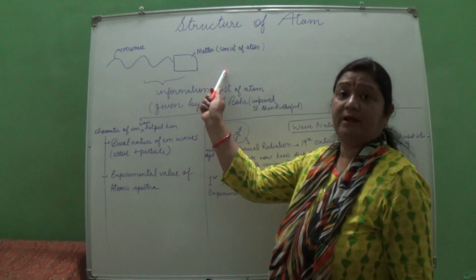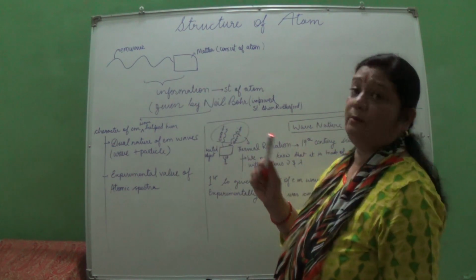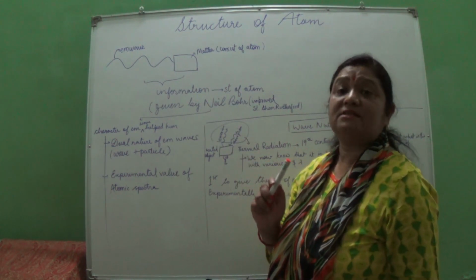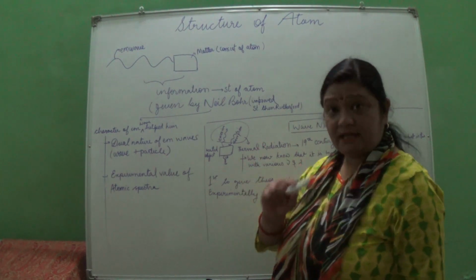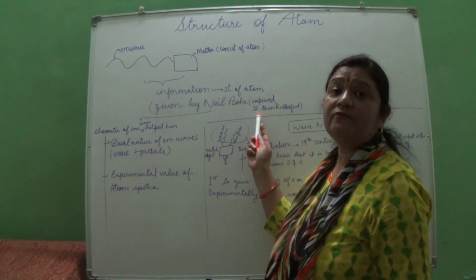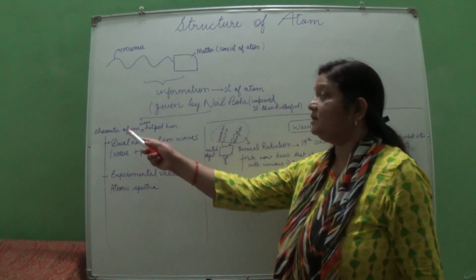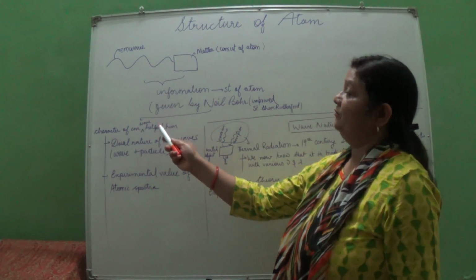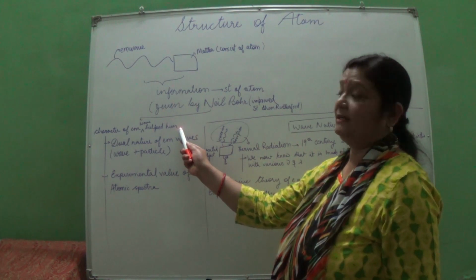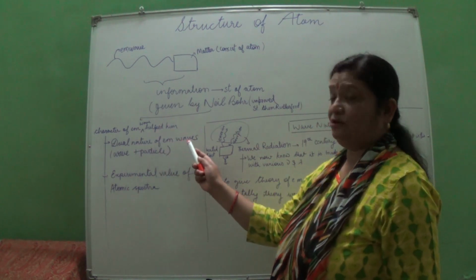From this experiment, he took out all the information about the structure of the atom, and it was nothing, just the improved structure of Rutherford. So what helped him was the characters of the electromagnetic wave. Which characters? The dual nature of the electromagnetic waves.